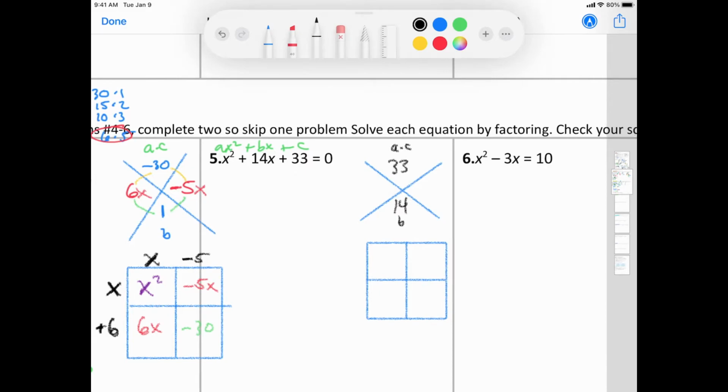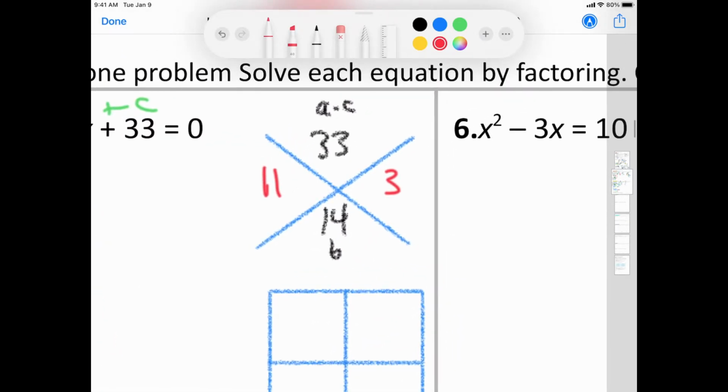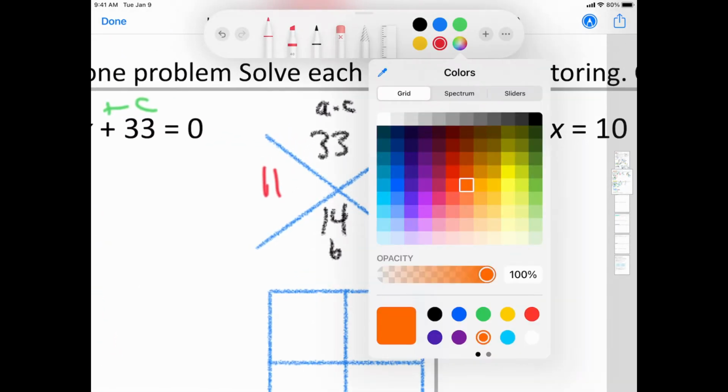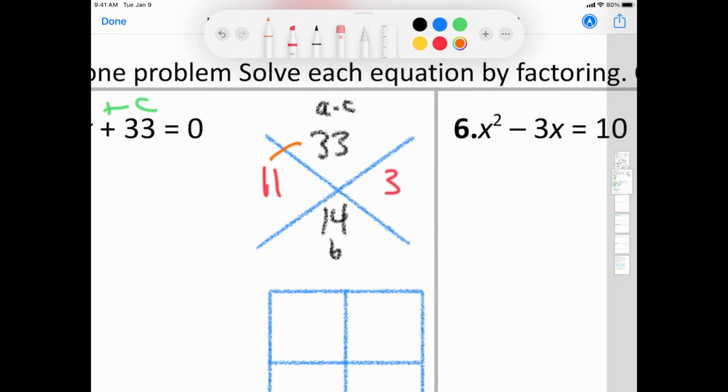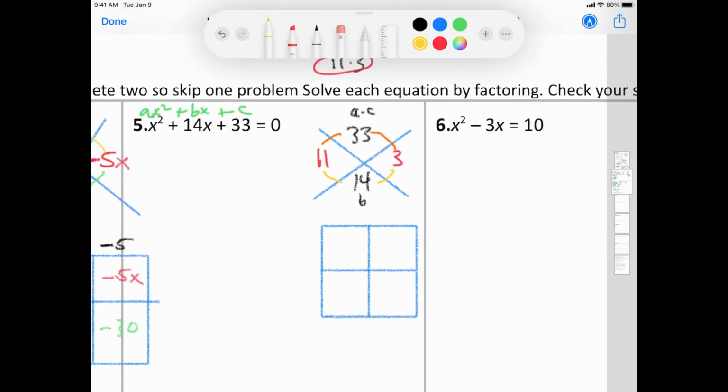Let's write out the factors here. 33 and 1. How about 11 times 3? Oh, look at that. Does that work? It does. Let's double check. 11 times 3 gives me 33. And 11 plus 3 gives me 14. So that works.